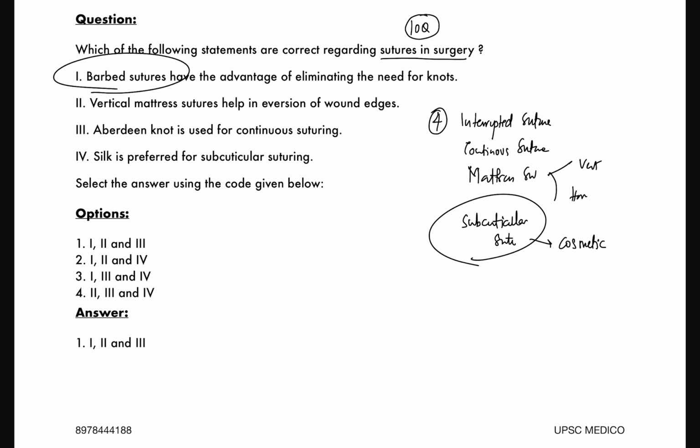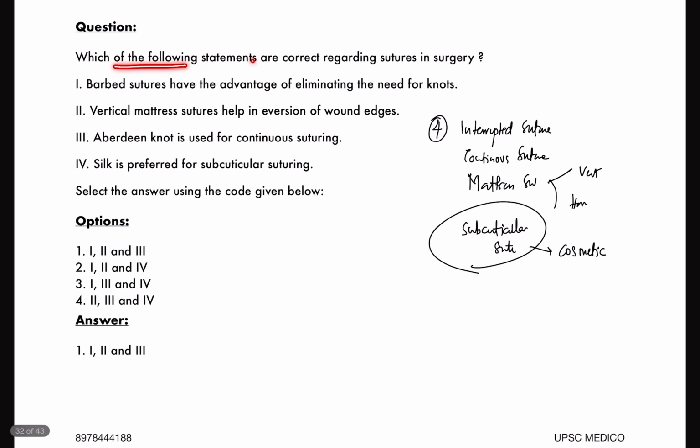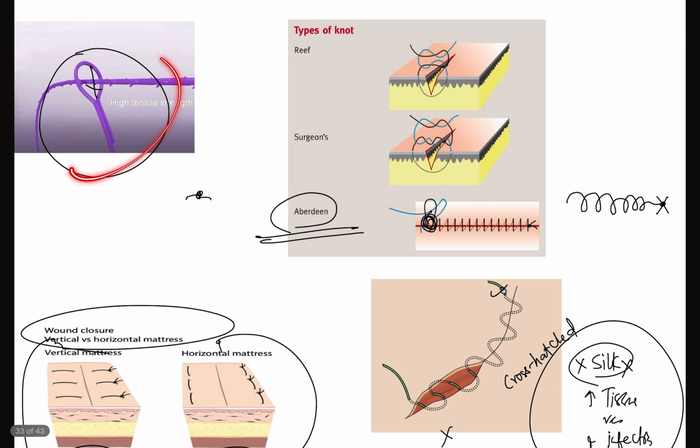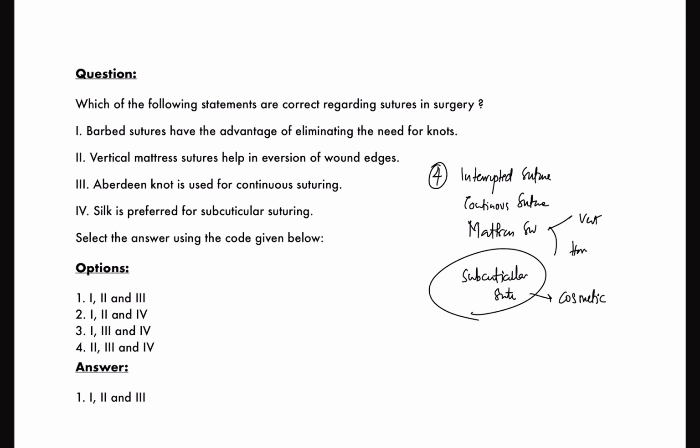Now let's look at this question on sutures in surgery. Which of the following statements are correct regarding sutures in surgery? Barbed sutures have the advantage of eliminating the need for knots. Yes, that's what I told you. In laparoscopic surgery, if you use a barbed suture, there's no need for knots.